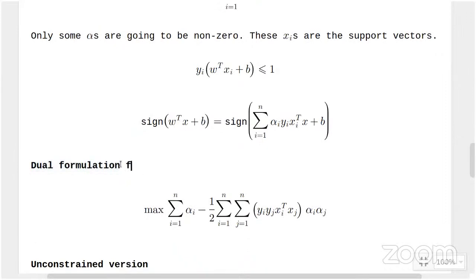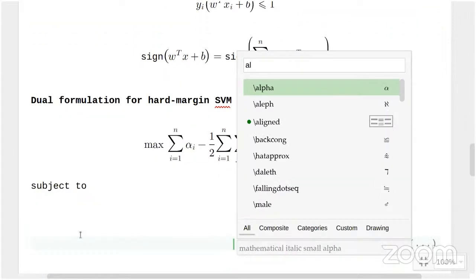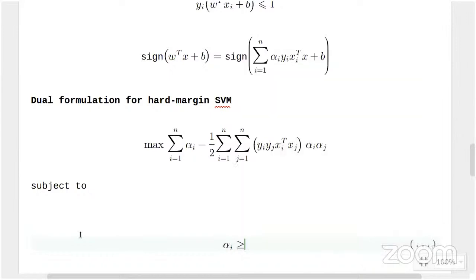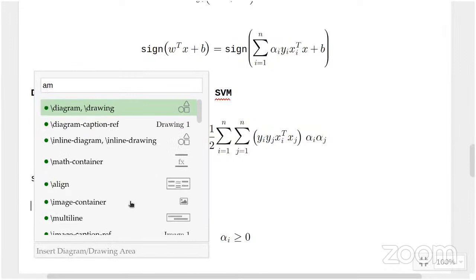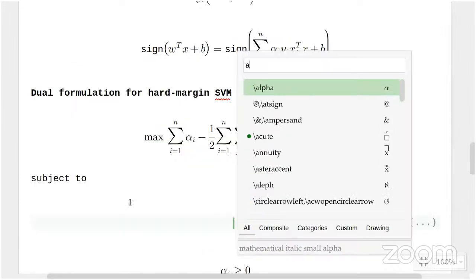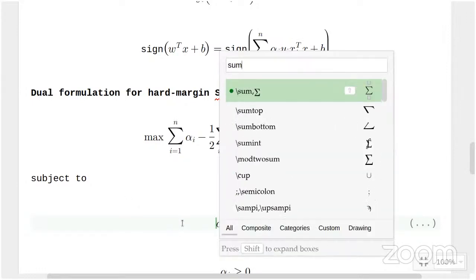This is actually the dual formulation for hard margin. So for completeness' sake, you can just add the constraints. Subject to alpha i's are non-negative, so that is one constraint, and the other constraint is sigma alpha i yi equals 0, right? So this you don't need to remember, but it's good to know.